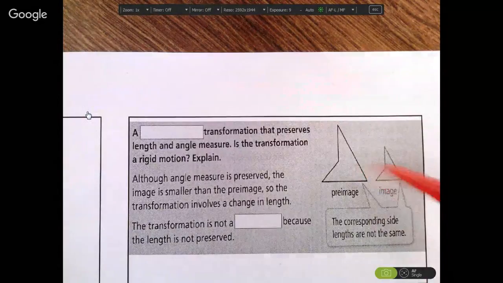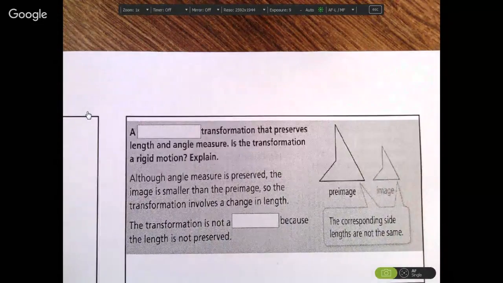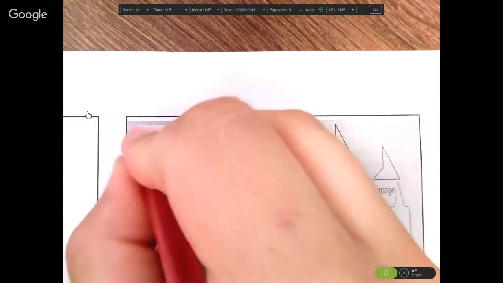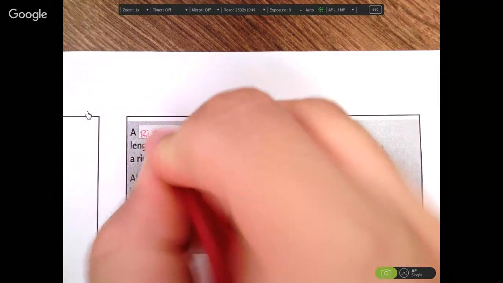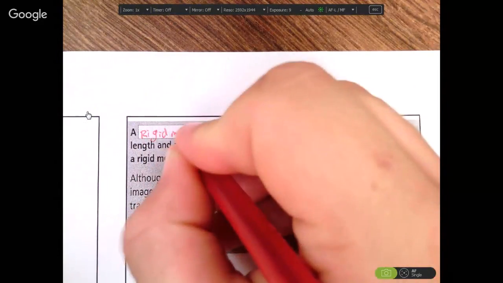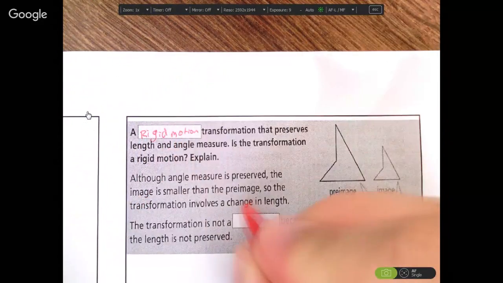What happened from this shape to that shape? It shrunk. So when you do reflections, the item shouldn't shrink. It should be exactly the same, except it's flipped, right? So it's going to be a reflection. The word that they use, and that's what goes right here, is rigid motion. So that also goes on here.